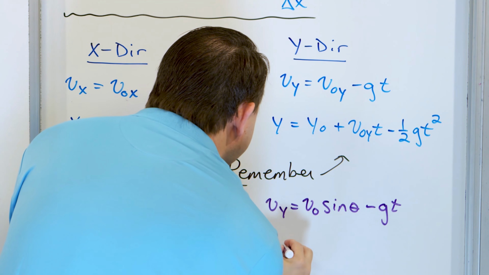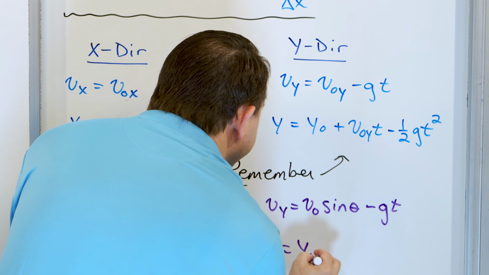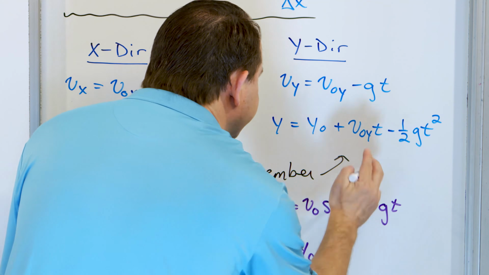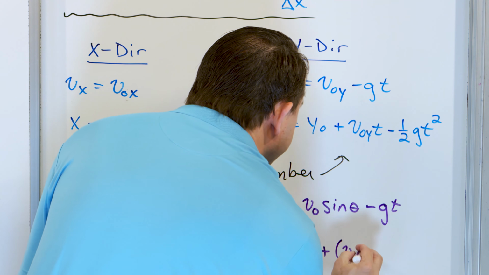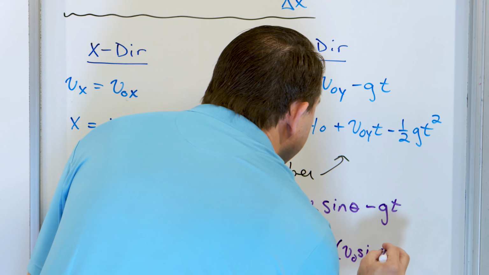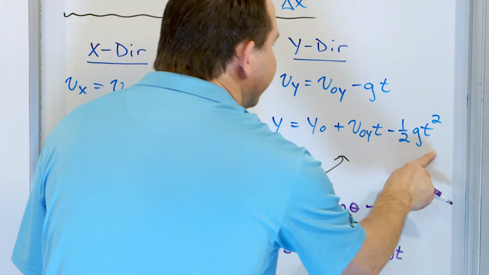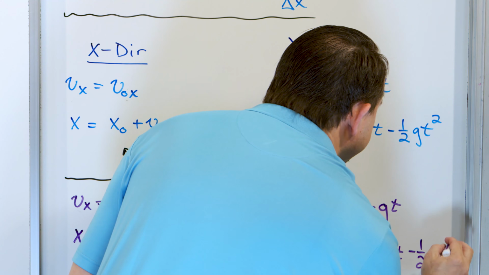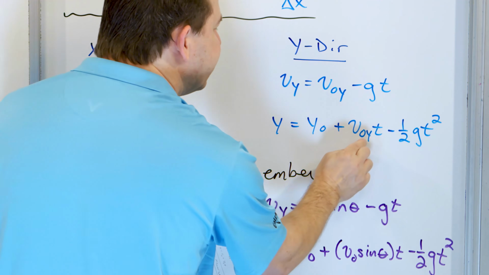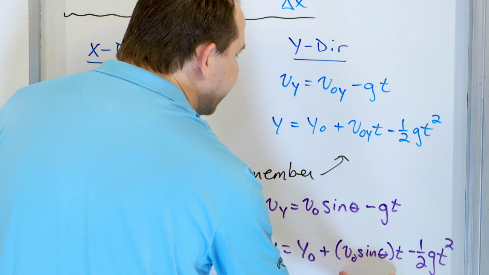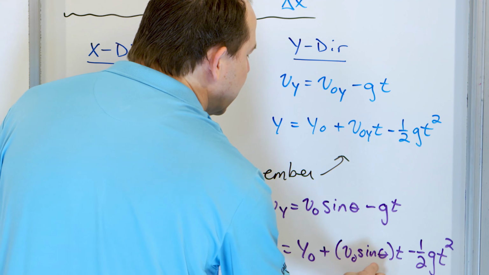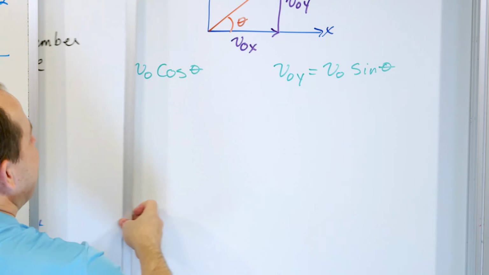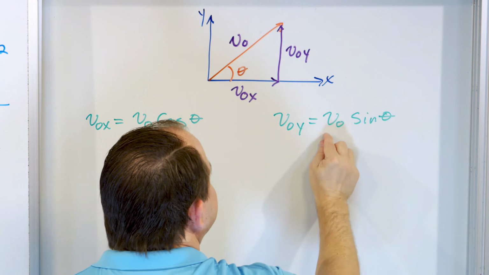And then we have y is equal to y naught plus v naught sine theta t, and then minus 1/2 gt squared. All we did was look at this equation, and we put the initial velocity in the y direction, substituting for the v naught sine theta. Why again? Because the vertical part of the velocity is v naught sine theta.